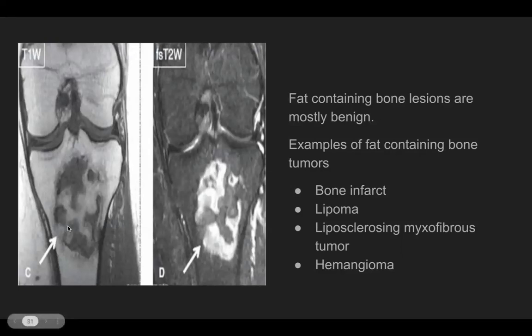So if the tumor is like this, it is a bone infarct. It can show fat within it. If the tumor is completely fatty, then it can be a lipoma. If the tumor is partly fatty, partly solid, then it can be a liposclerosing myxofibrous tumor. Or a hemangioma, like we see, hemangioma is also T1 hyperintense on T1 weighted images. So that is also a fat containing tumor.